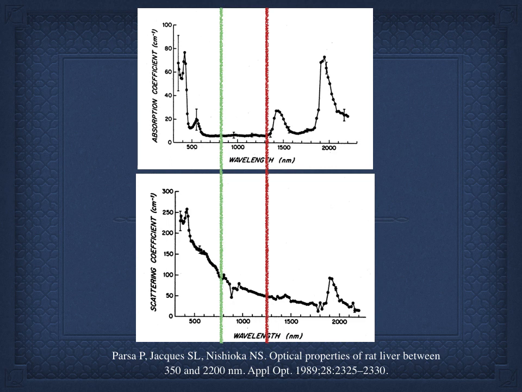You'll notice there's an absorption peak for water at 1500 nanometers, but we're down around 1300. Sorry, I was off with my wavelengths a little bit there. I was thinking of something else. 1300 nanometers. And the green line is also the wavelength used in telecommunications. And we call this, where the red line is, where you have low scattering and low absorption, the optical window.